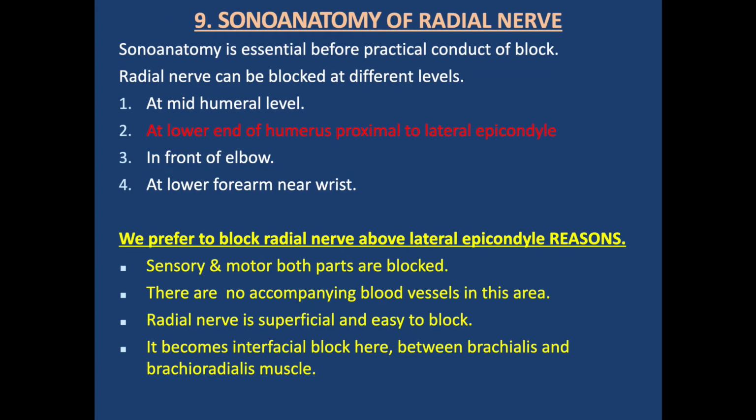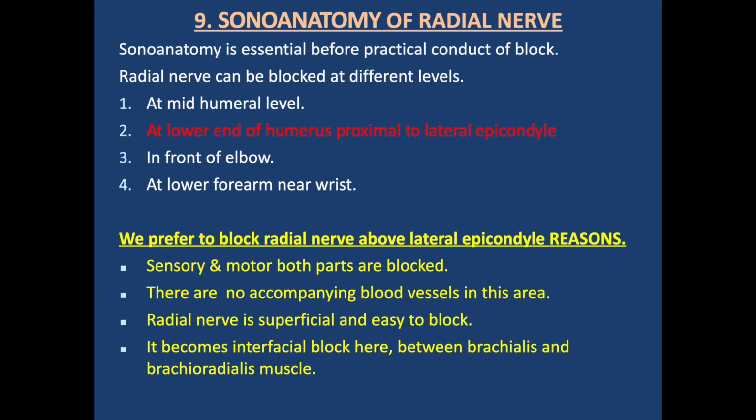Sonoanatomy is essential before every conduct of the block because there is huge variation in normal anatomy. So we must do the sonoanatomy. The radial nerve can be blocked at different levels. One is at the mid-humeral position in the middle third of the arm. The second position, which is commonly used, is at the lower end of the humerus, proximal to the lateral epicondyle. The third best position is in front of the elbow before it divides into two branches, superficial and deep. The superficial branch, which is sensory, can be blocked at the lower end of the forearm near the wrist.